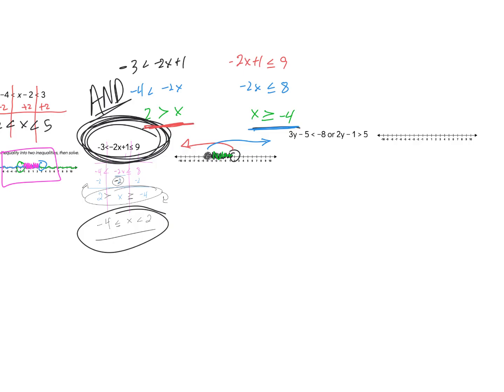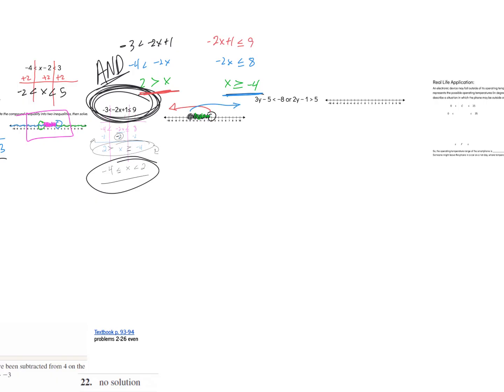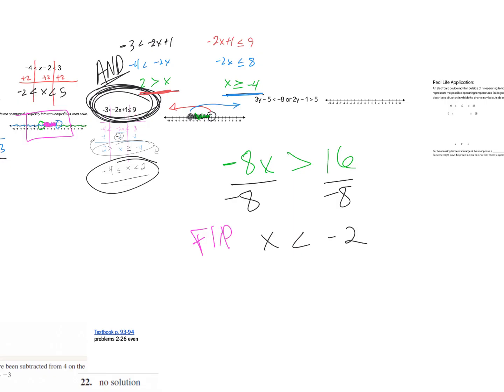So let me go through an example real quick of what we did. We said in class, we have negative 8x is greater than 16. And if we divide by negative 8, then yes, that flips the inequality. So flip, because we divided by negative 8, okay?